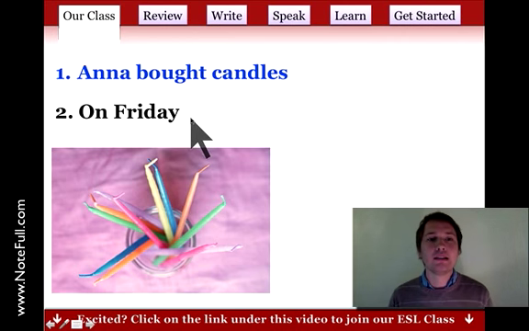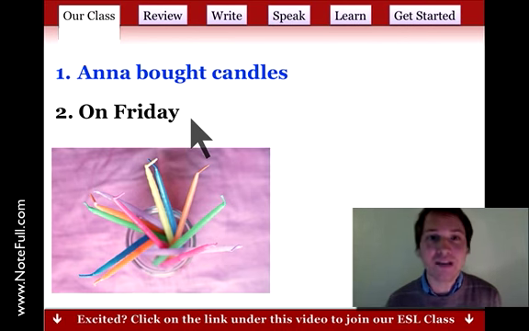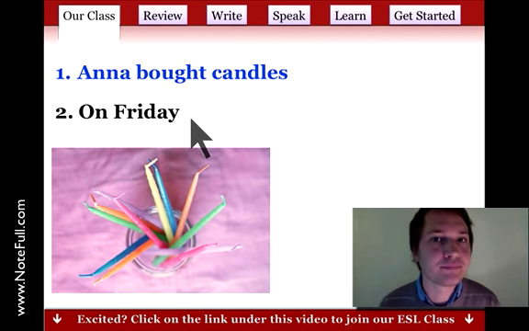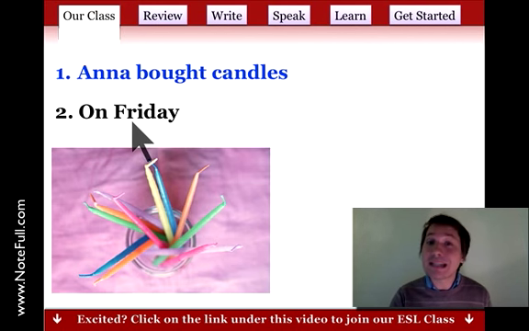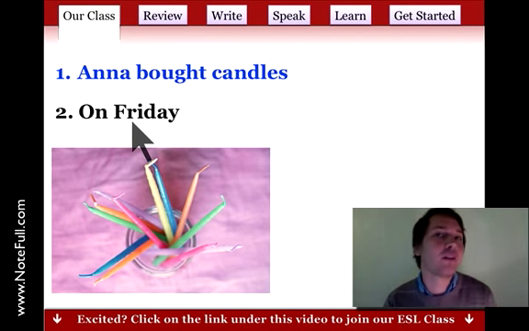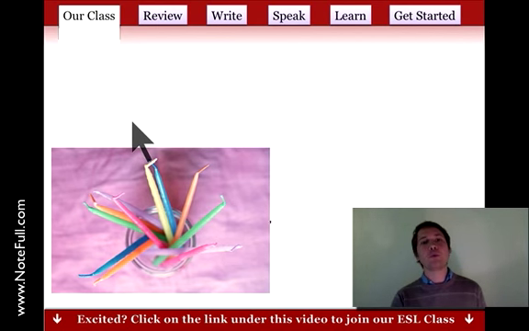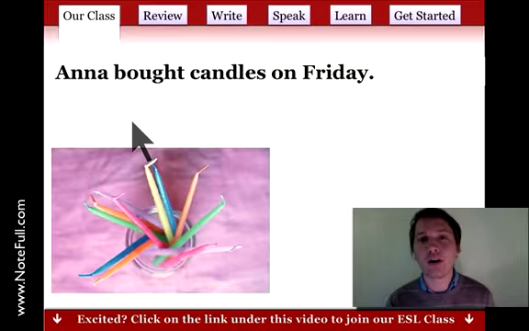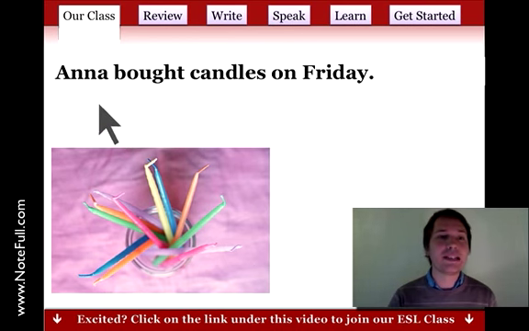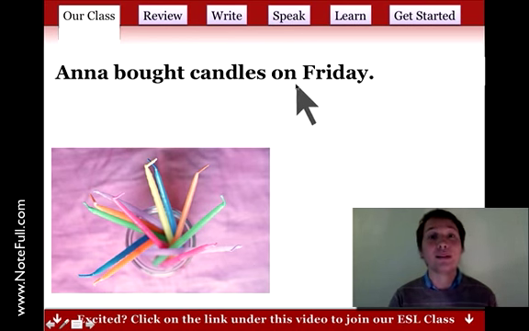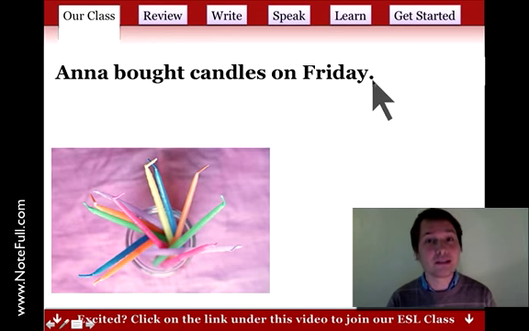How about this one? On Friday, is it complete? No. On Friday, what? What happened? We need an action. And so on Friday is not independent. To fix this one, we need to connect it to an independent clause. So let's try that. We can say, Anna bought candles on Friday. Now we have an independent clause, and we have time. We can add a period, it's complete.